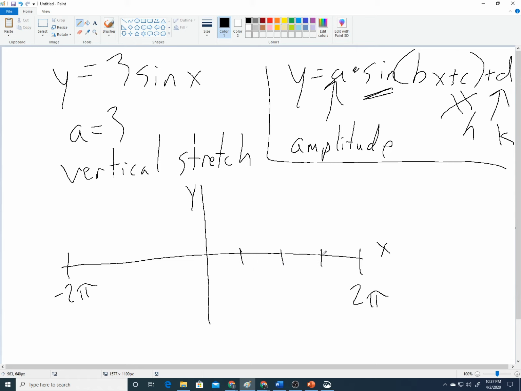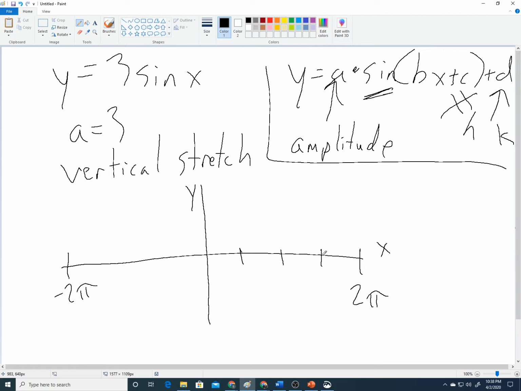I mentioned last time how your important values, the ones that you use to anchor your points down, are just your zeros and your minimums and maximums. They alternate, and it turns out in a period you can expect to see 4 movements, we'll say, 5 if you count what happens on the x-axis, or on the y-axis, sorry.